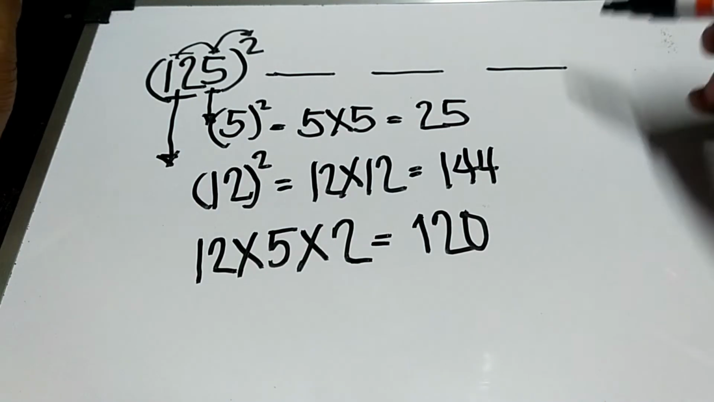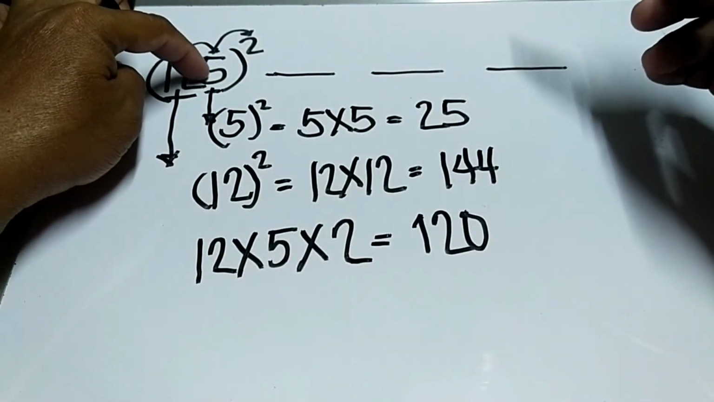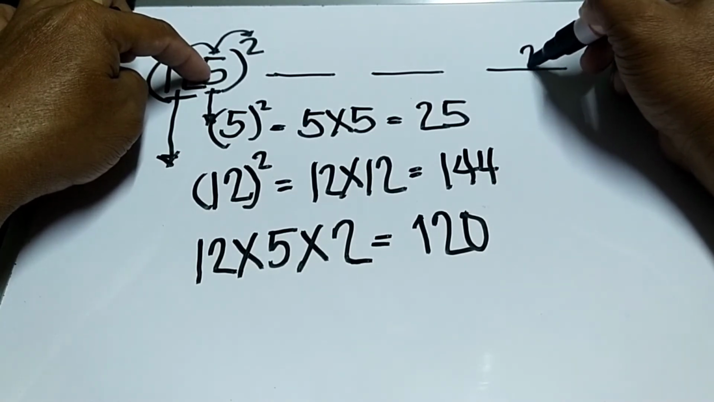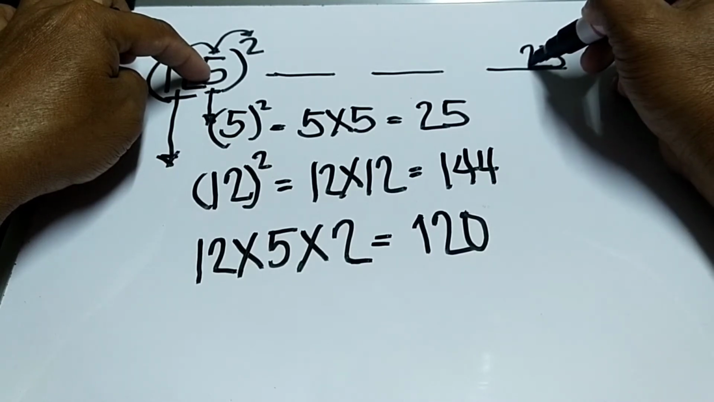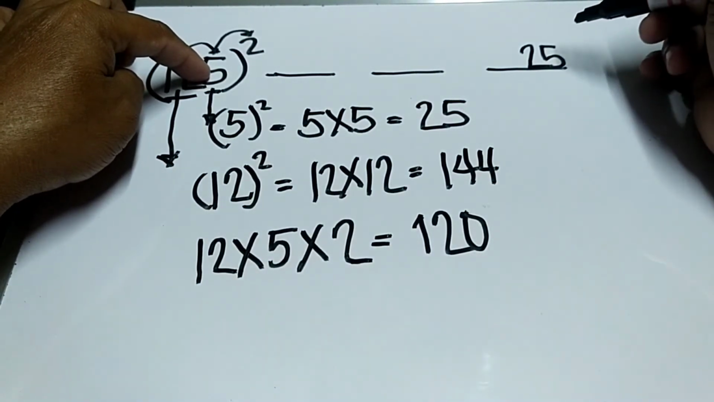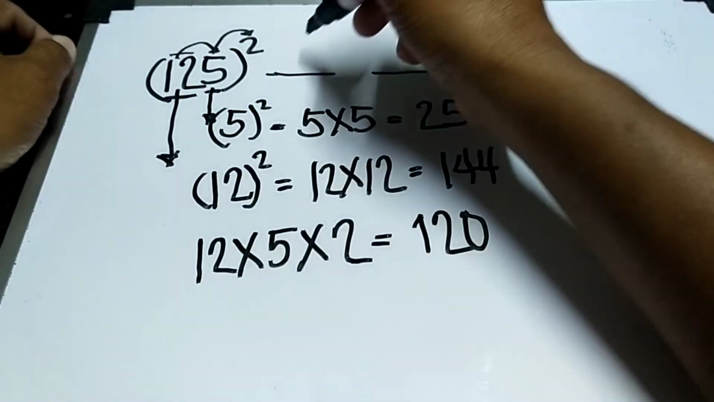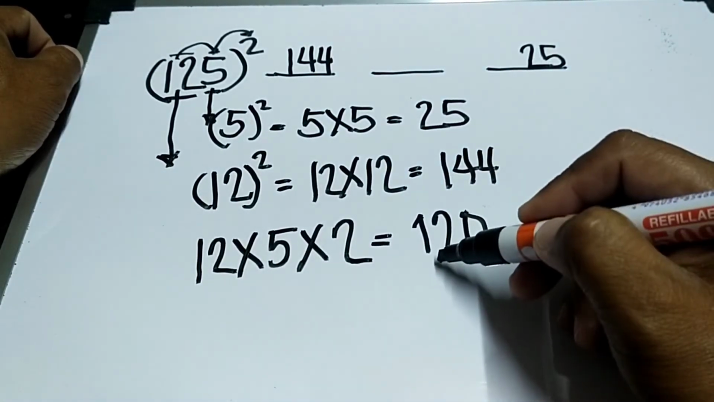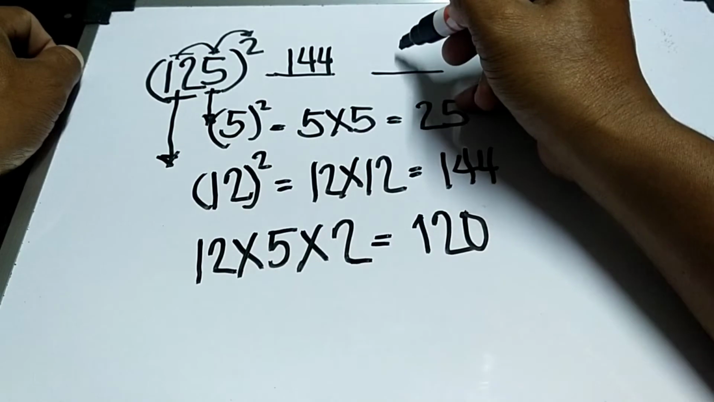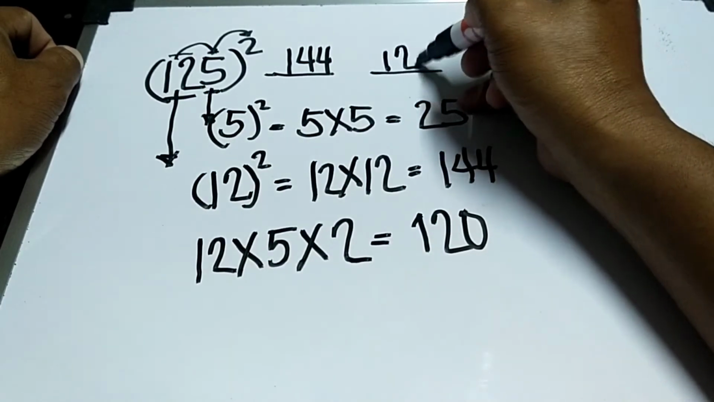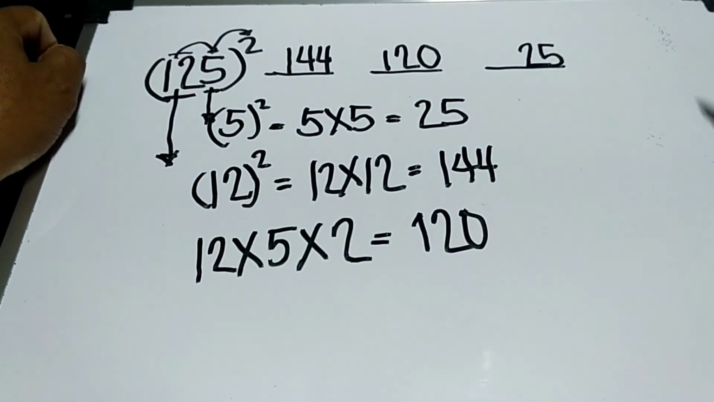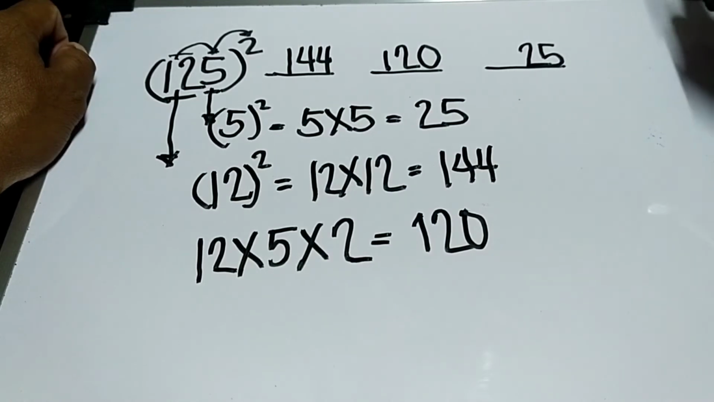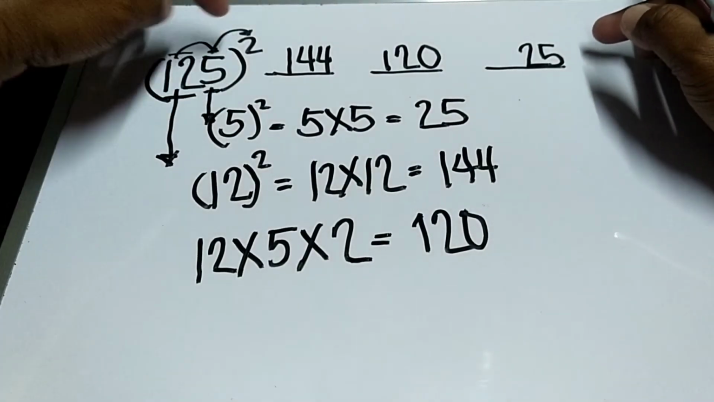Okay, very good. Therefore, at 5, I will write here 25 first. Okay, 5. And then 12, 144. I write here 144. And then at the middle part is the 120. Okay, guys. So what I have said, this is not yet our answer.